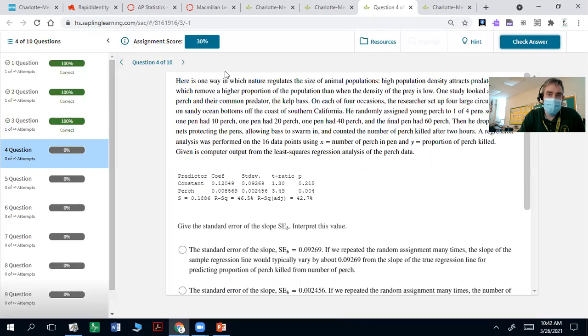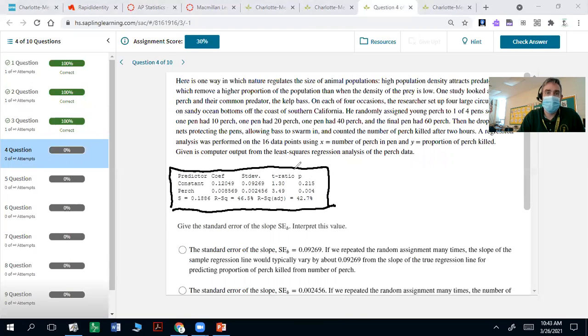I promise you, when you take the AP exam, most of your data for slope and intercepts are probably going to be in this form. So a lot of it's done for you. We just have to know how to pick it apart and analyze the numbers, okay? So focus on that table here.